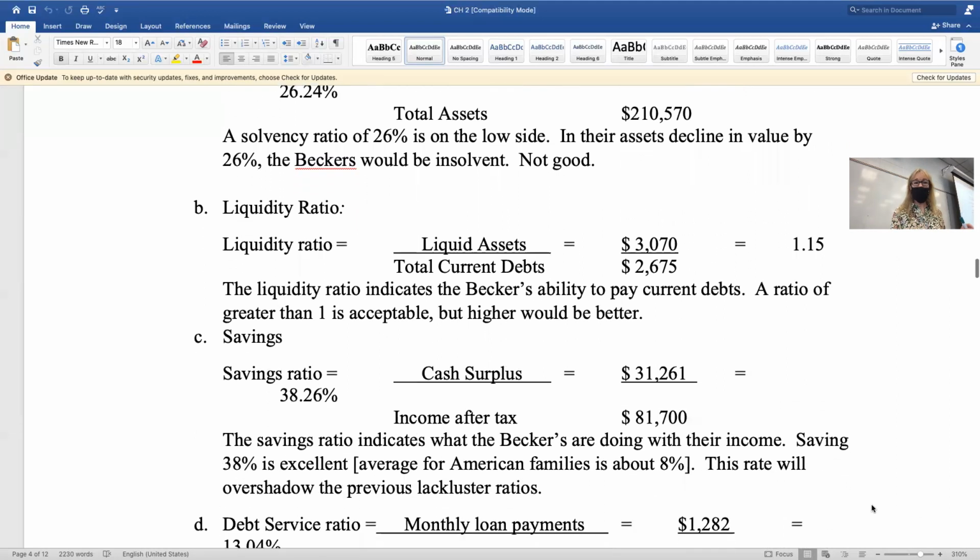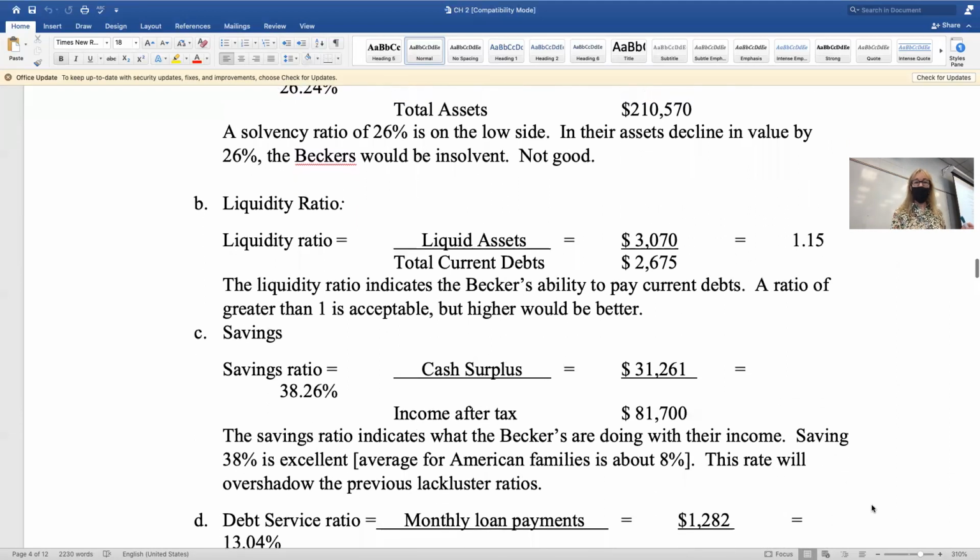Okay, then the liquidity ratio: how many times over can they pay their current debts? So how much in current assets do they have to be able to pay off their current debts, or their debts for the year? So it's their liquid assets divided by their total current debts. So that's 1.15. Really one or higher is better. It means you've got enough money to pay off your debts.